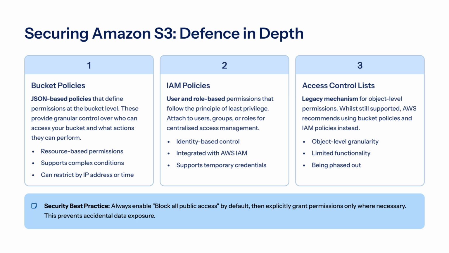Access control lists are the oldest mechanism. They allow object-level permissions but are limited in functionality. Today, they are mostly used for edge cases, such as granting cross-account access where bucket policies are not sufficient. For instance, a media company might use an ACL to allow a third-party vendor to drop content into a shared bucket without giving them broader access. But in general, AWS recommends avoiding ACLs and using bucket or IAM policies instead.